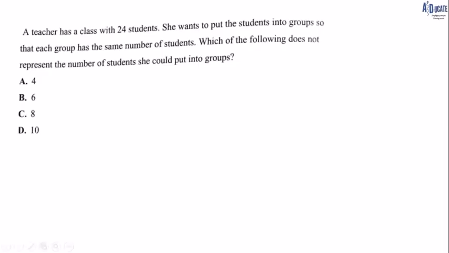All right, guys, next question. It says a teacher has a class with 24 students. You can read the rest of it. She wants to put the students into groups so that each group has the same number of students. Which of the following does not represent the number of students you could put into groups?